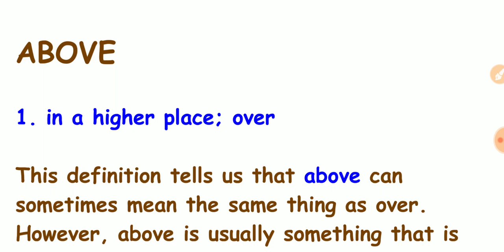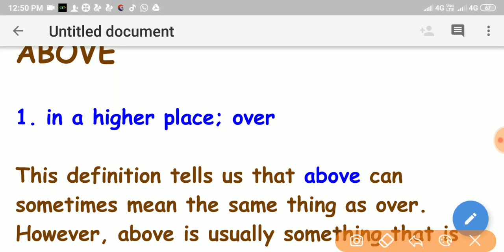Above is used in a higher place. It means over. The meaning of over is also higher, and the meaning of above is also higher. But let us go and see what the difference is.